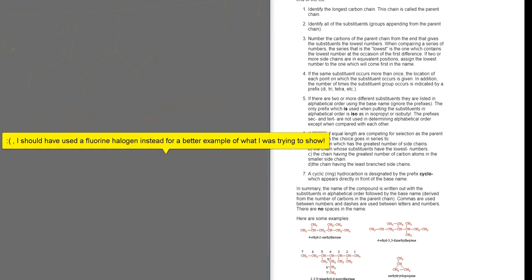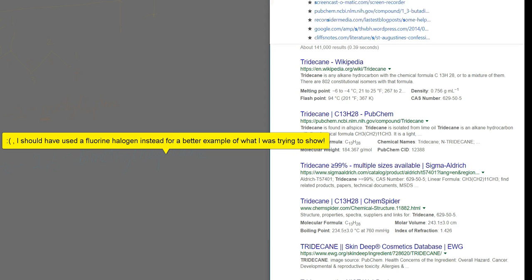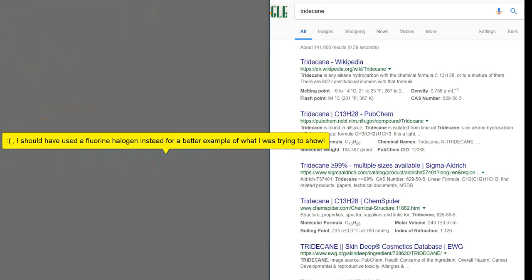So now this becomes, it's still going to be 4-chloro. This is going to be 2,3-dimethylheptane, if I'm not mistaken, which we'll look into. Chloro, 2,3-dimethylheptane.